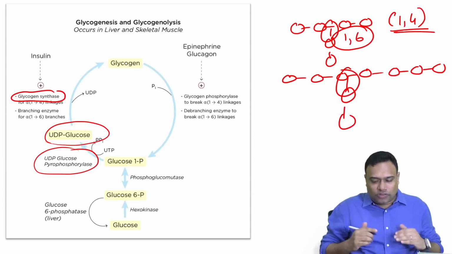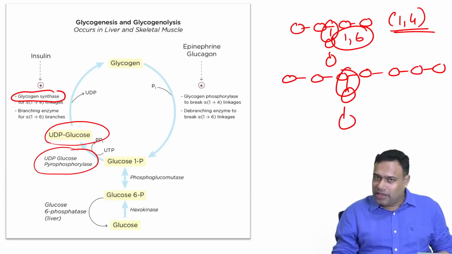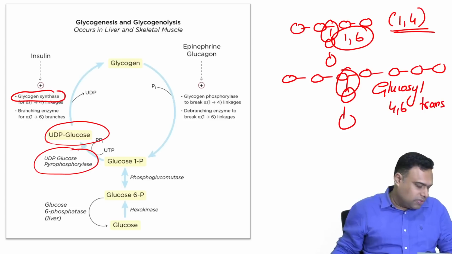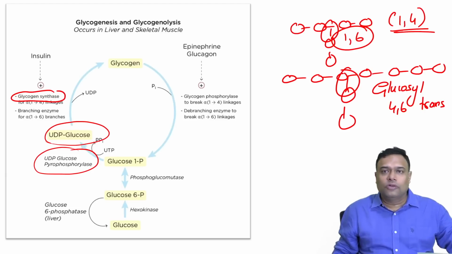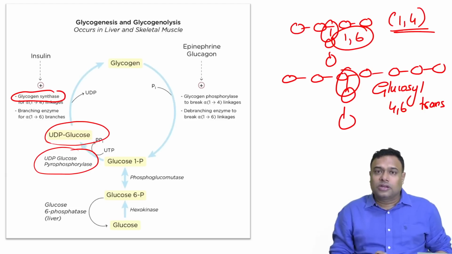If you want the 1,6 bond, if you want the branch to be formed there, then you need a branching enzyme. The branching enzyme breaks the 1,4 bond and makes the 1,6 bond, and that is why the branching enzyme is called glucosyl 4,6 transferase. These are a few important points which you should remember about glycogenesis.